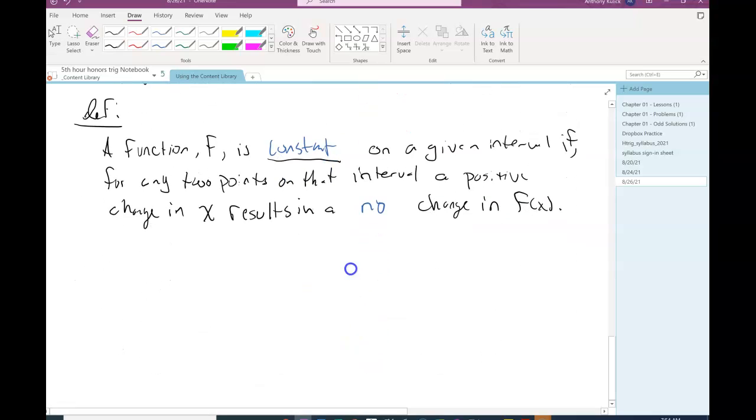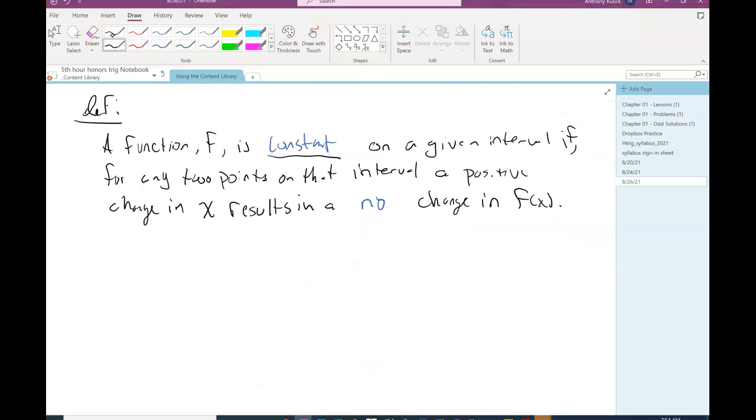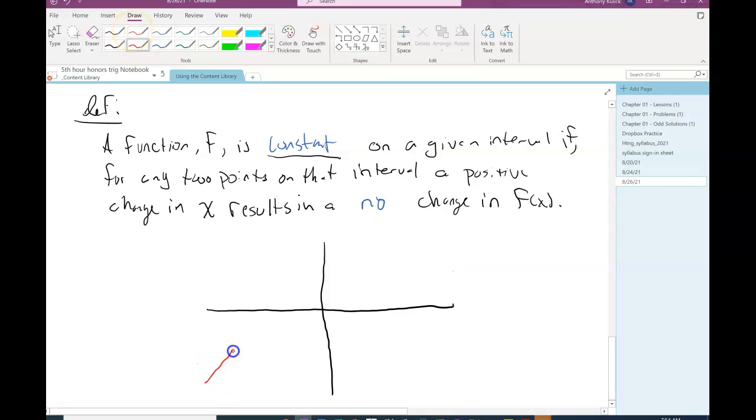Okay. So let's look a little bit at an example here, and we'll talk about how these definitions relate to the example. And then I'll give you a little bit more of an intuitive way of thinking about these definitions.